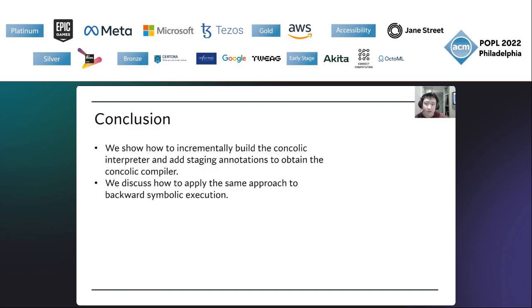To conclude, in this paper, we show how to incrementally build a Concolic interpreter and add staging annotations to obtain the Concolic compiler. We also discuss how to apply the same approach to backward symbolic execution, the call chain backward symbolic execution. The performance and correctness are supported by our simple empirical evaluations.